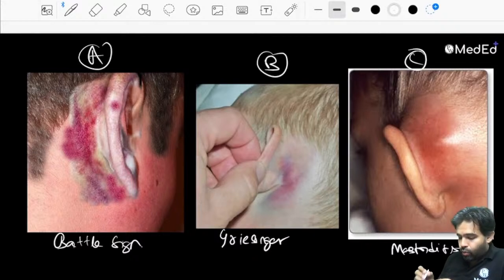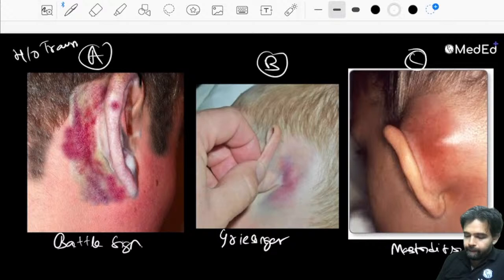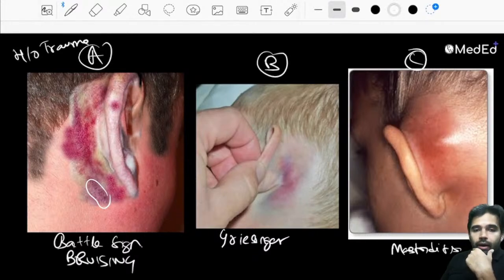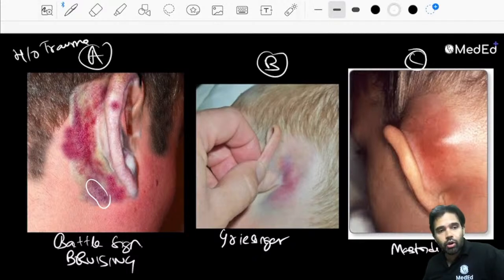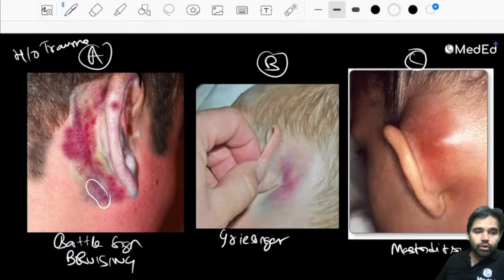A battle sign, what you have to look for is there will be history of trauma. So here there will be history of trauma, and you will see bruising. Okay, bruising will be seen over here. That's a very important sign to say that there is actually trauma, and there is bruising, and there is a fracture of the middle cranial fossa causing this kind of image.